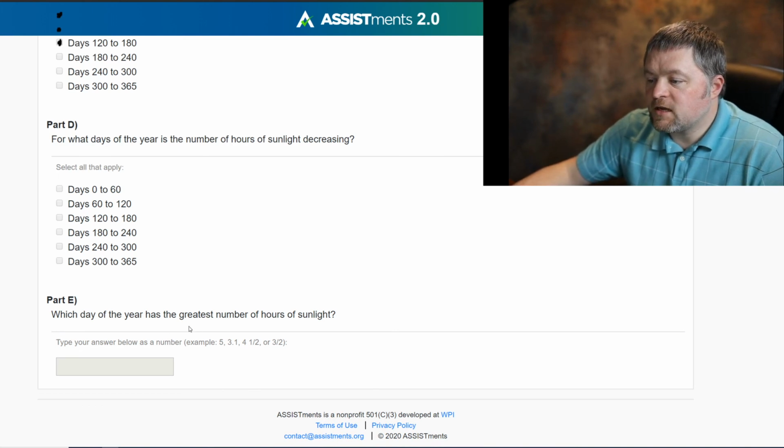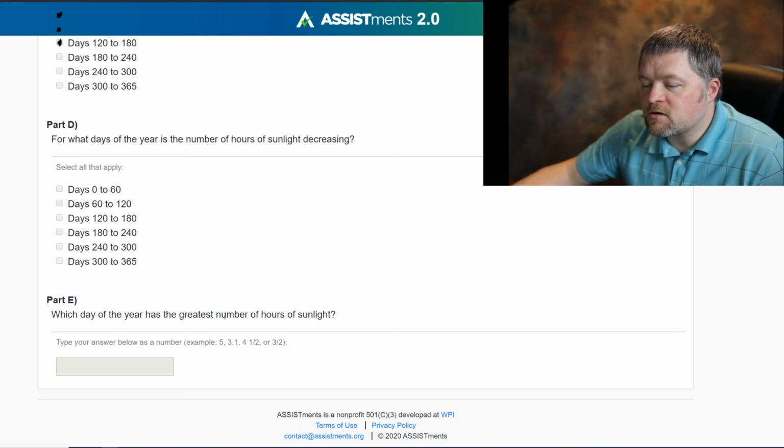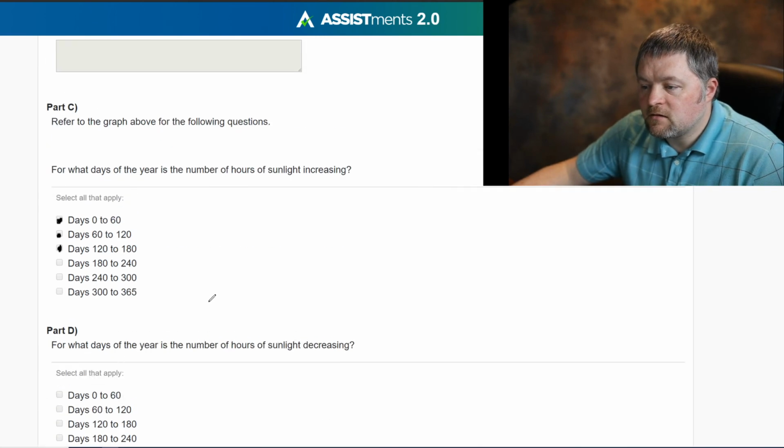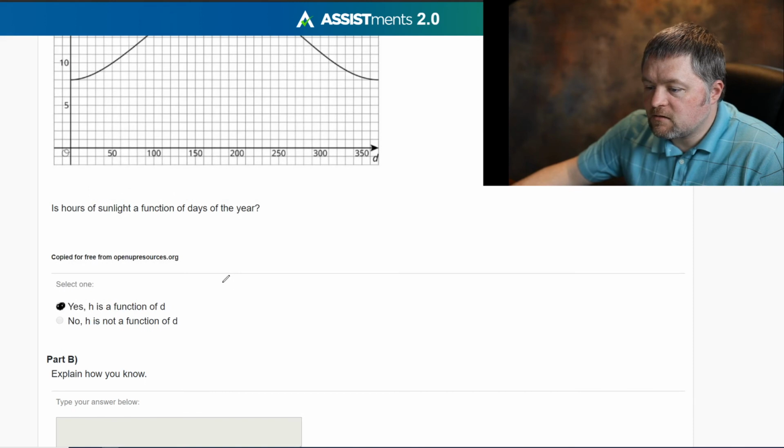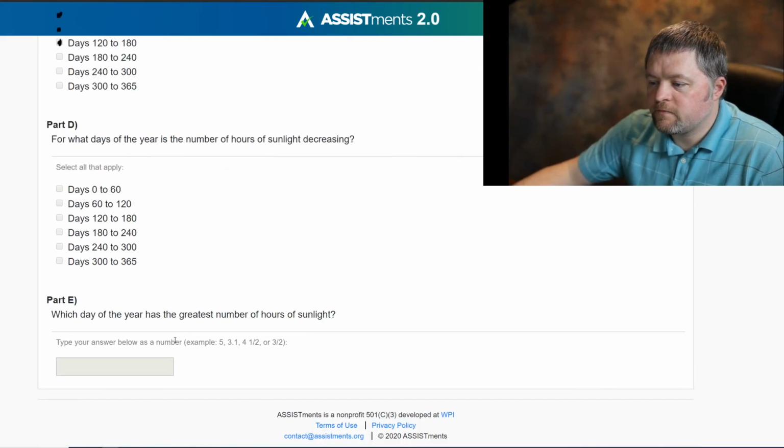Which day of the year has the greatest number of hours of sunlight? Day 180.